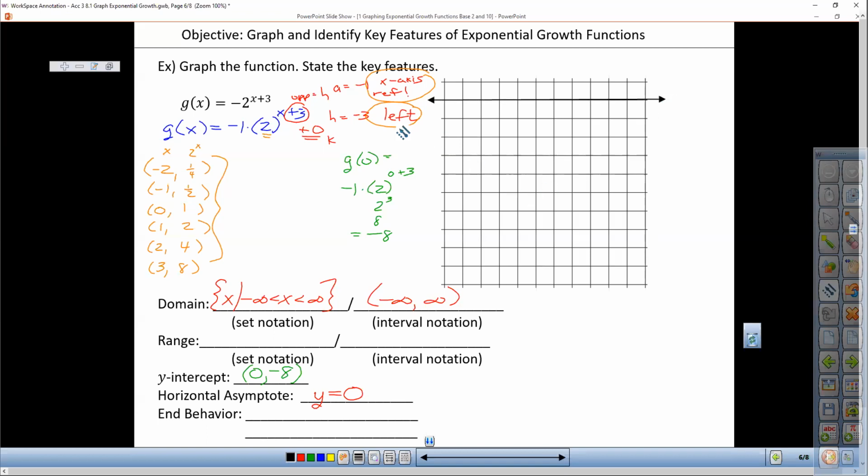Then I have a translation to the left. So my x value of 3 is going to move left 3 to 0, and my -2 is going to move left 3 to -5. So if I put my y-axis over here, I should be in pretty good shape. I can get to that -5 that I'm going to need for x. All right, let me put some numbers on here. And this is my negative y portion.